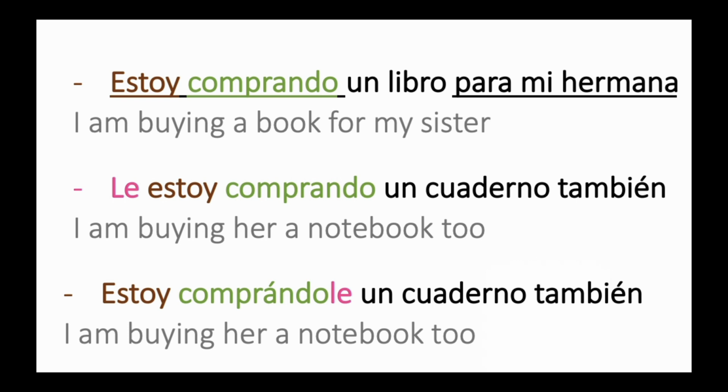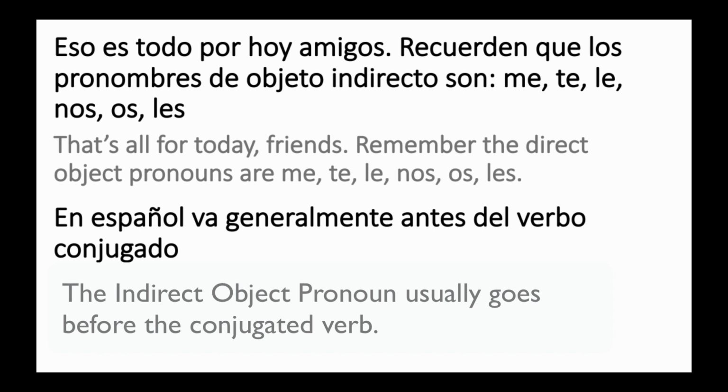Eso es todo por hoy, amigos. Recuerden que los pronombres de objeto indirecto son me, te, le, nos, os, les. En español, el pronombre de objeto indirecto va generalmente antes del verbo conjugado.